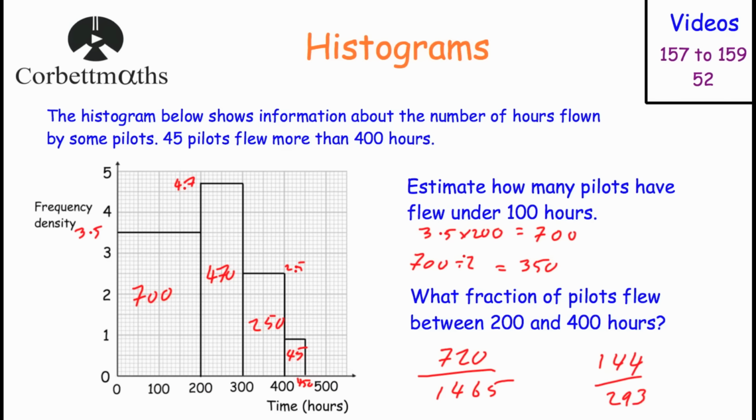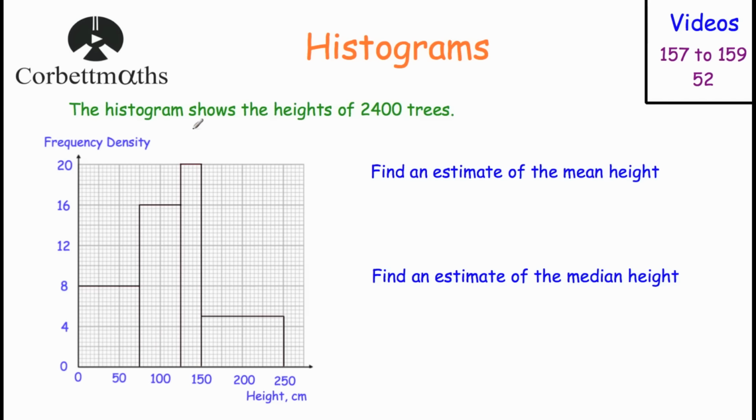Okay, let's have a look at our next question. It says, the histogram shows the heights of 2,400 trees. So we've got their heights in centimetres from 0 all the way up to 250. We've been asked to find an estimate for the mean height, and an estimate for the median height. So if I was working this out, the first thing I'd want to know is the frequencies. So we've got the frequency densities of 8, 16, 20, and 5. And I would want to work out the frequencies for each one of those bars.